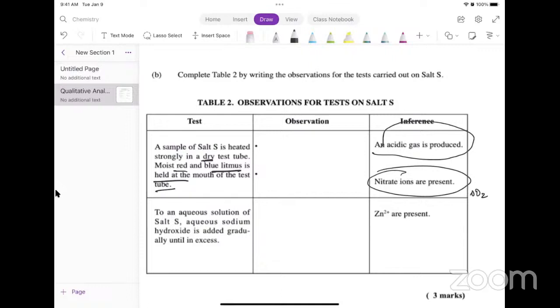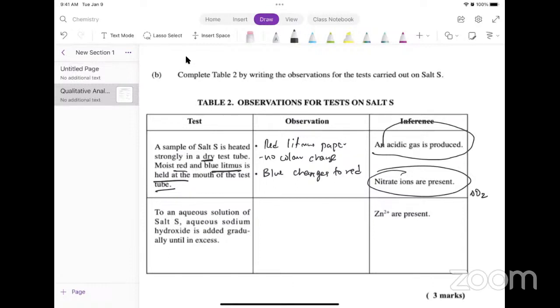So because of the litmus paper, we know that the red litmus paper does not change color. The blue changes to red. Yes, the blue changes to red. All right, so blue changes to red.